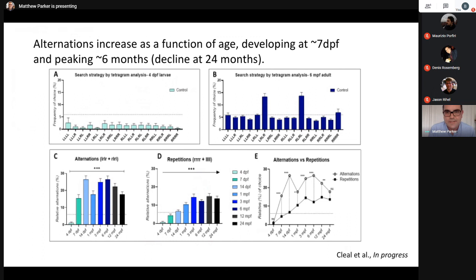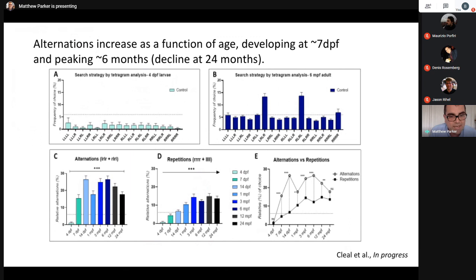The next thing you'll notice is that the peak performance, as you'll see from graph B, was in the 6 month adults. That was roughly where we saw the peak performance, and that's the kinds of alternation numbers that I showed you on that original graph. So again, we see that every time. In the bottom on graph C, you'll see the alternations as a function of age. Again, probably ignore the 4 day post-fertilization, because it really wasn't very useful. However, at 7 days post-fertilization, we do start seeing alternations right from that very early stage.